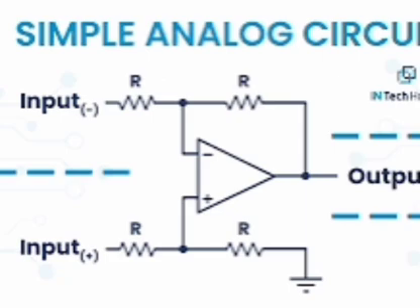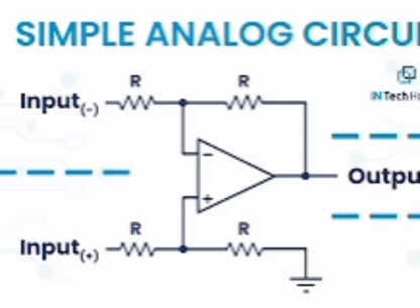The H parameter model of BJT is defined by two equations: V1 equals H11 I1 plus H12 V2, and I2 equals H21 I1 plus H22 V2. Input impedance H11, or HI, equals V1 by I1 at V2 equal to 0. Current gain H21, or HF, equals I2 by I1 at V2 equal to 0. Reverse voltage gain H12 equals V1 by V2 at I1 equal to 0. Output admittance H22, or H0, equals I2 by V2 at I1 equal to 0.